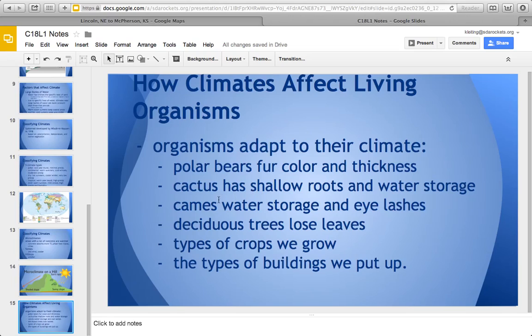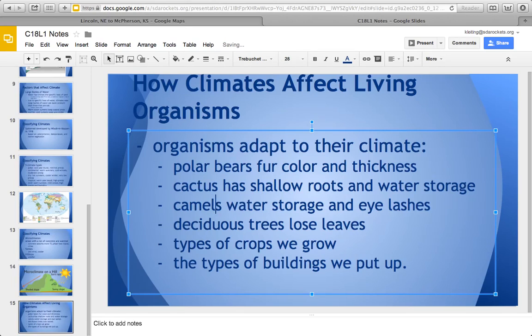There should be camels. They have a water storage system, and they have eyelashes that are very, very unique so that they can keep the sand out of their eyes. Deciduous trees lose their leaves. The types of crops we grow are good for us, but they wouldn't be able to grow in other places. The types of buildings we put up.